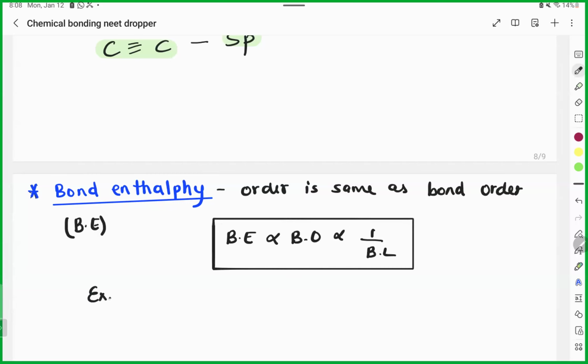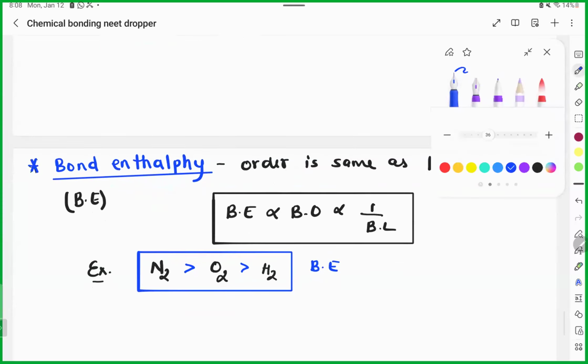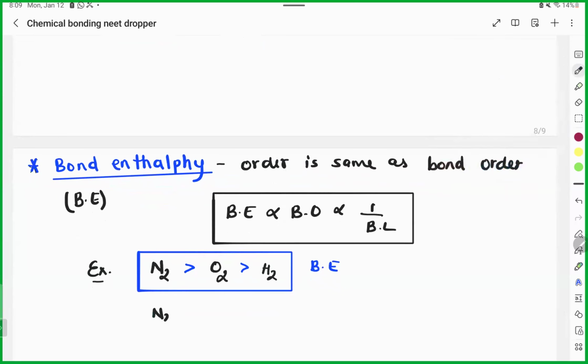Example. If you take nitrogen, nitrogen because triple bond, oxygen, oxygen because double bond, and hydrogen, hydrogen means single bond. So if you take the bond enthalpy order, then this makes sense. What will be the bond length in this case? It will be the opposite. Bond length will be maximum in hydrogen. Why? Single bond.